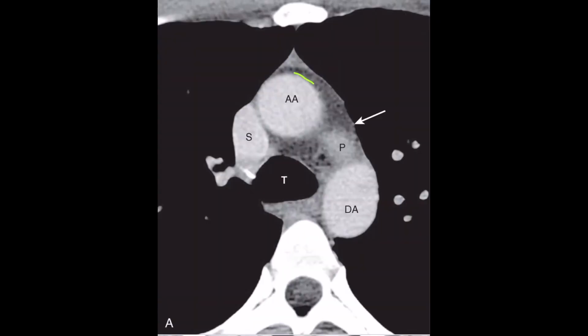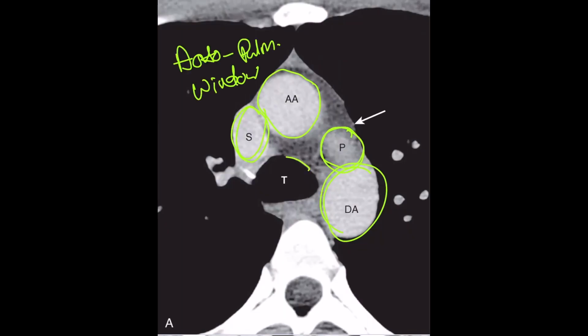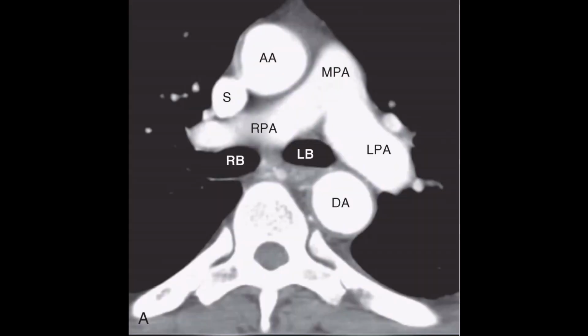Here in this view, this is the ascending aorta, and this is the superior vena cava, descending aorta, and the P will be the main pulmonary artery. And this is called the aortopulmonary window level. And this is the trachea for sure. Then the main pulmonary artery level, you have the main pulmonary artery here, right pulmonary artery, left pulmonary artery, and this is the left main bronchus, and this is the right main bronchus, and ascending aorta with superior vena cava, and then descending aorta.